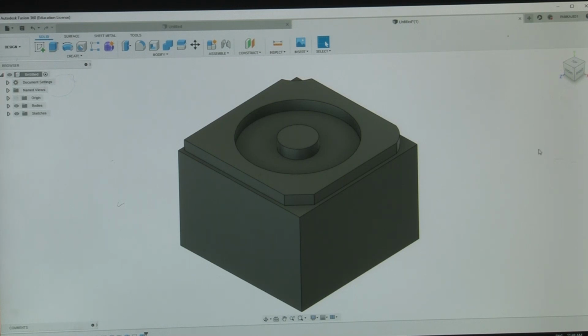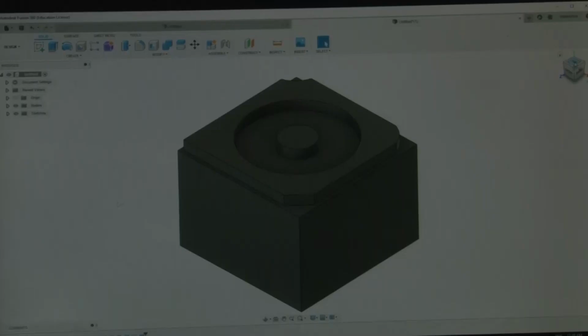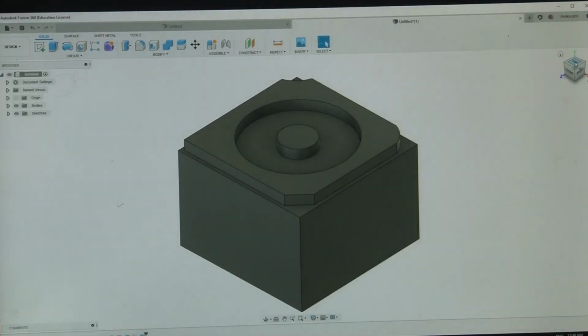Instead of making that program manually, we can actually generate that code using the software which is Fusion, as I was telling you. In Fusion, the first thing that you have to do is make the drawing. The drawing has to be made according to the requirement that is given in the drawing, that is all the dimensions, all the tolerances, everything.